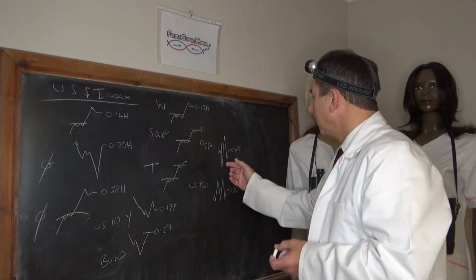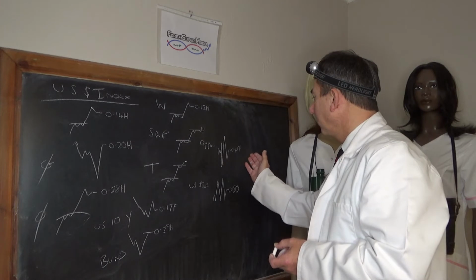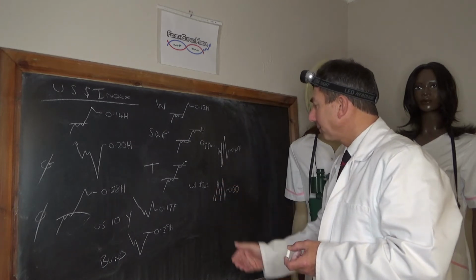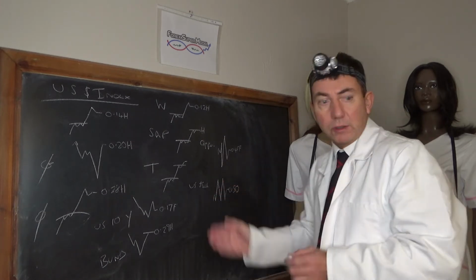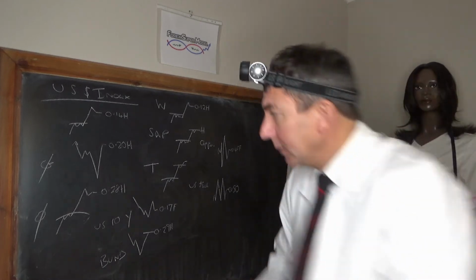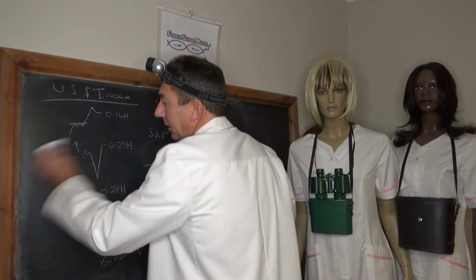Copper then has been chopping about. It's 0.45 from the floor, so it's just below half marks, and US steel is at half marks. Right, so we'll get rid of that and do the final analysis.